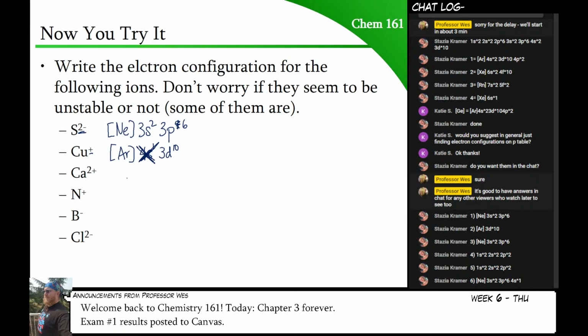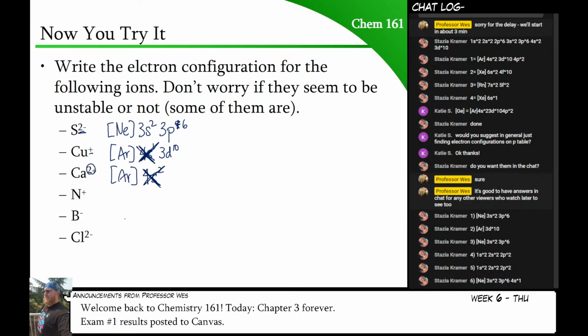All right, calcium 2 plus is argon 4s2. We make it 2 plus, we get rid of 2. So calcium 2 plus is just argon, which you could write as neon 3s2 3p6. That's fine.